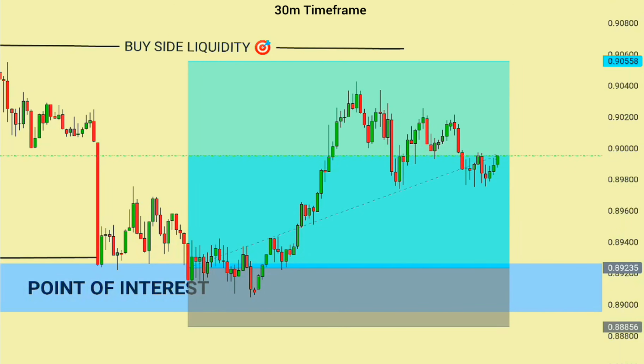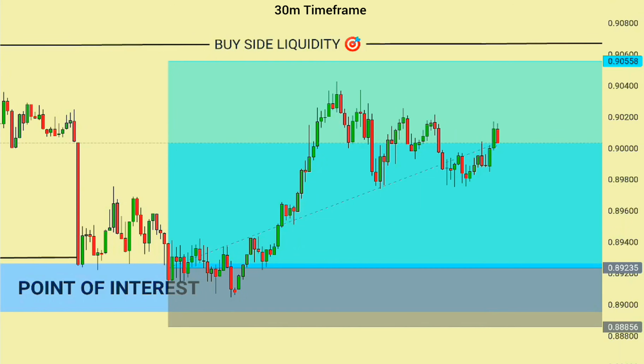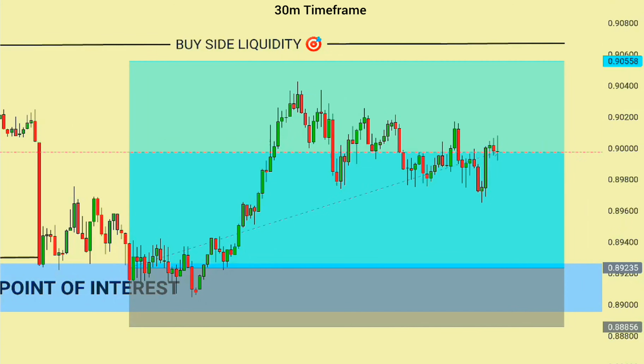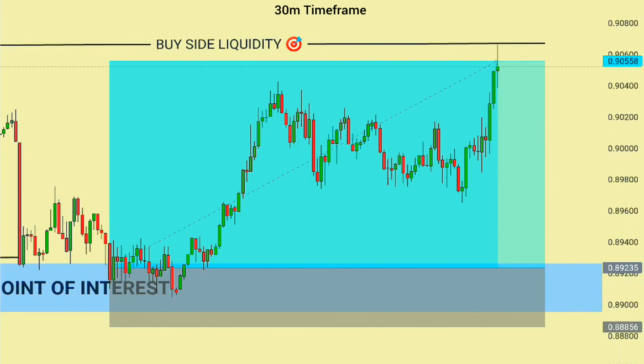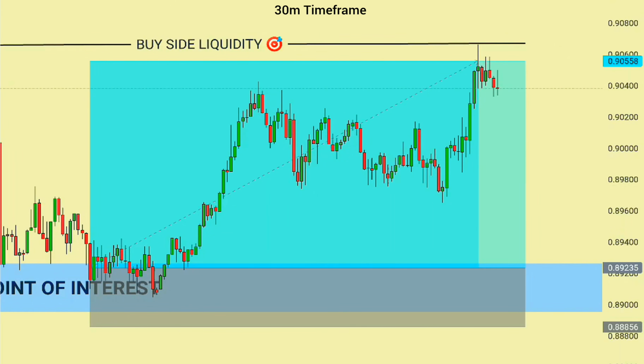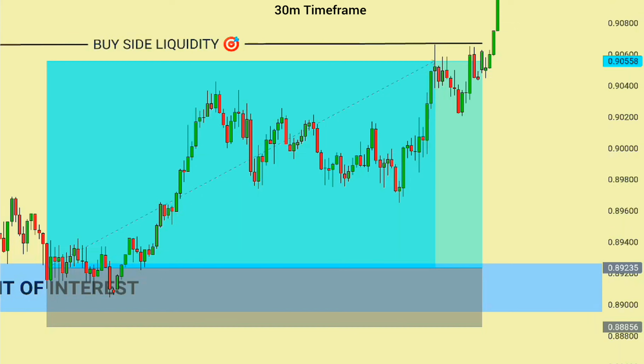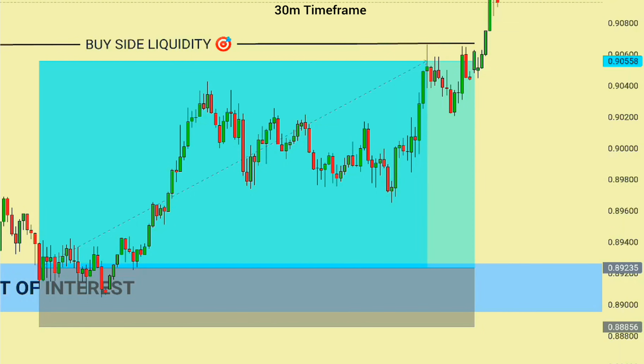So this is the important part. When a zone is strong, price reacts and moves away without hesitation. It does not stay there for too long, because strong buying pressure pushes price higher quickly. And this is exactly what we want to see. Clean reaction and a strong move away.